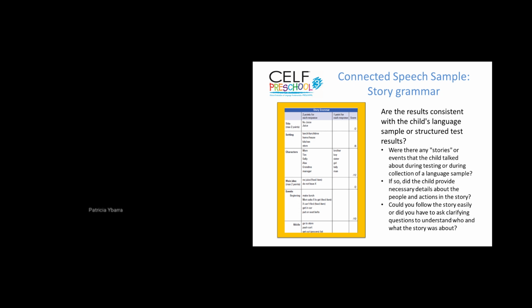Answer questions like, were there any stories or events that the child talked about during testing or during collection of a language sample? And if so, did the child provide necessary details about people and actions in the story? Could you follow the child's story easily, or did you have to ask clarifying questions to understand who and what the story was about?